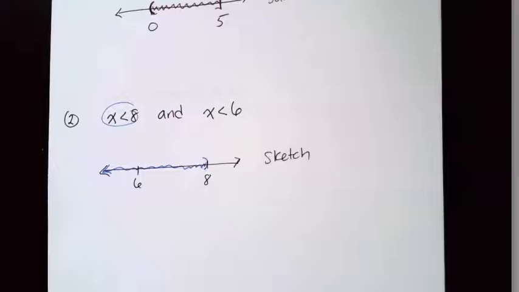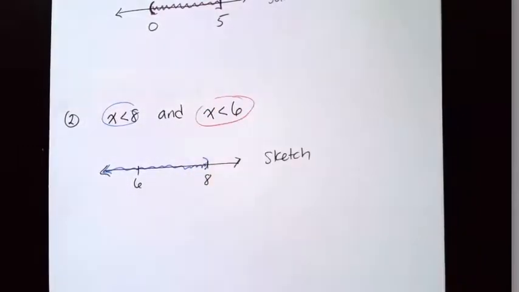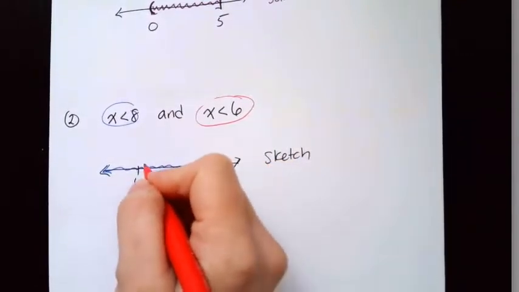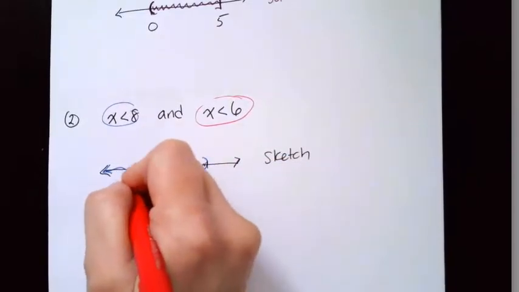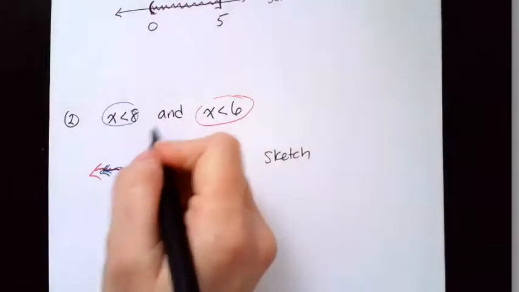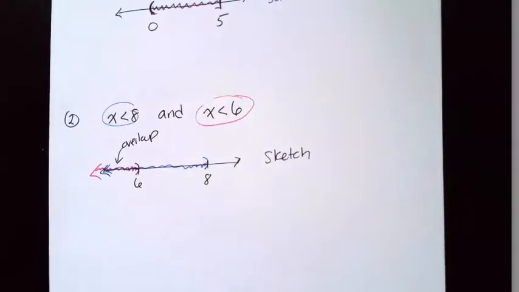You want to make sure you do see the overlap. Just because you don't draw something that has overlap doesn't mean that it doesn't eventually. X is less than 6, I'll draw that in red. Less than shades to the left, and I want to not include 6, so a parenthesis at 6, shading to the left. All right, now where do these overlap? These overlap in this region. So my and happens over here. This is where they're overlapping each other.